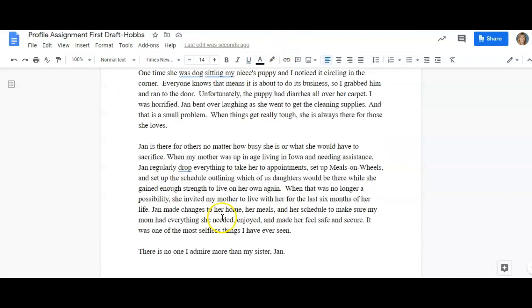"When my mother was up in age, living in Iowa and needing assistance, Jan regularly dropped everything to take her to appointments, set up Meals on Wheels, and set up the schedule outlining which of us daughters would be there while she gained enough strength to live on her own again. When that was no longer a possibility, she invited my mother to live with her for the last 6 months of her life. Jan made changes to her home, her meals, and her schedule to make sure my mom had everything she needed, enjoyed, and made her feel safe and secure. It was one of the most selfless things I'd ever seen."